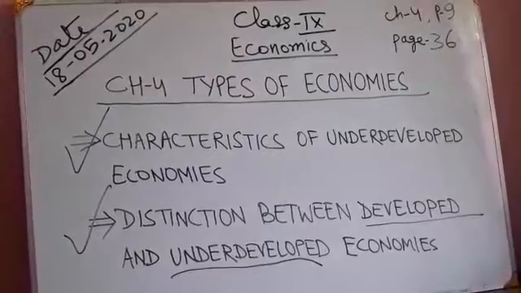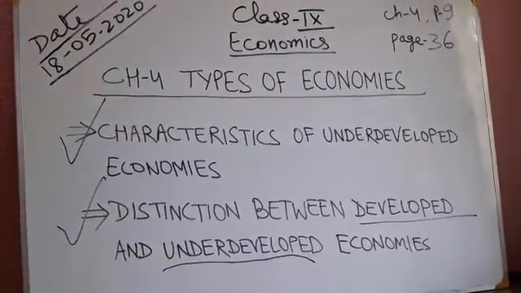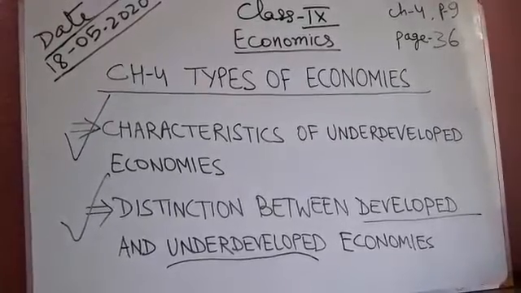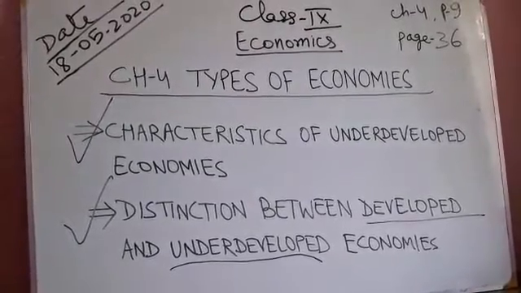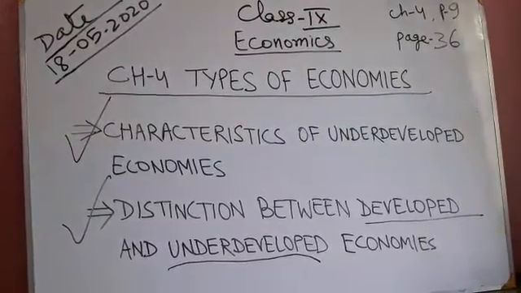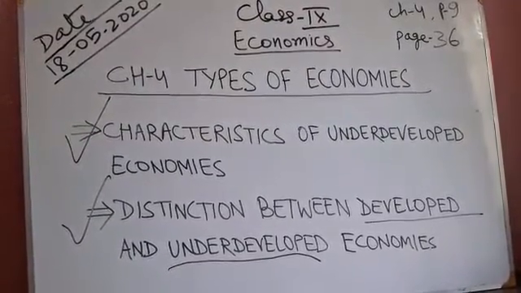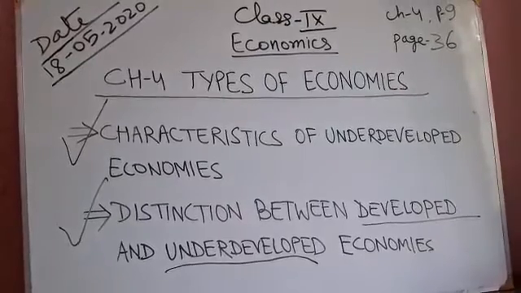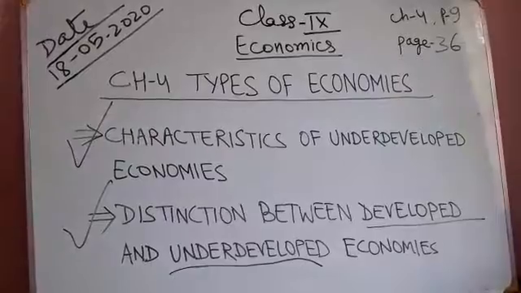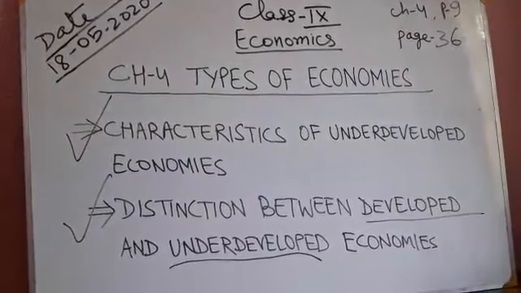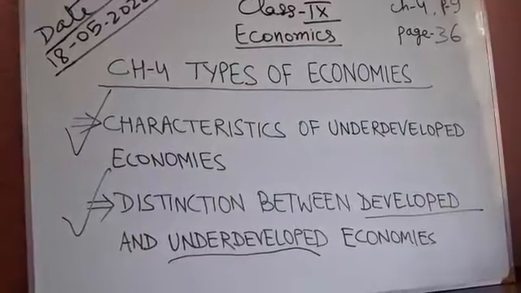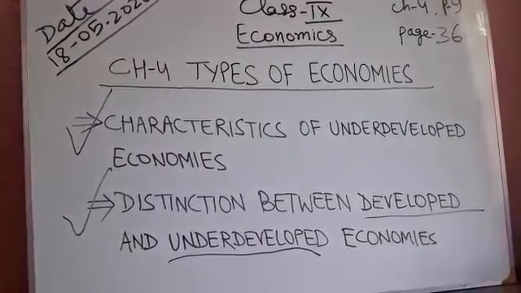Seventh point, population. The developed economies are not overpopulated, the rate of growth of population is low. In the underdeveloped economies, these economies are overpopulated, the growth rate of population is very high, and this is the cause of underdevelopment. Next is distribution. The gap between rich and poor is less in developed economies. On the other hand, in underdeveloped economies, the gap between rich and poor is more.